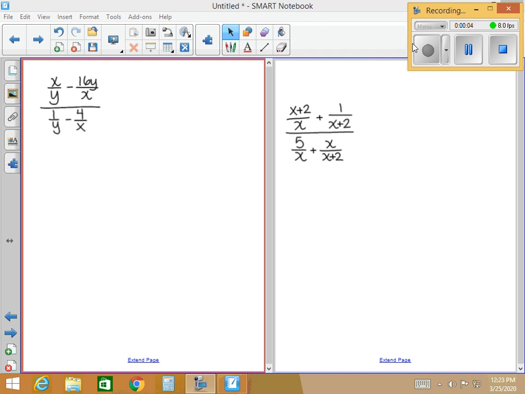Here are two complex fractions. If you would like, write them down on your paper and pause the video, and then do one or both of them. Try them on your own, see how far you can get without needing my help. And then when you're ready, turn the video back on and I'll walk through the steps with you.